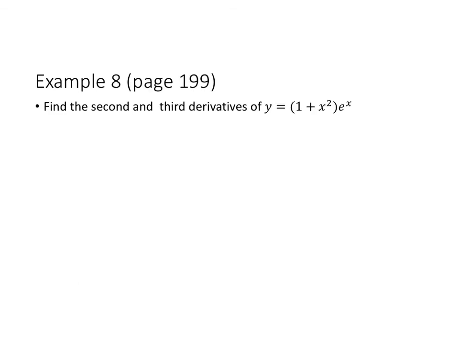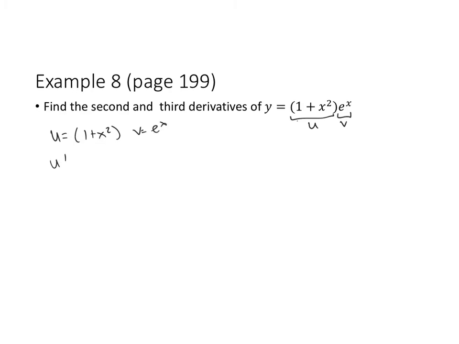Example 8 on page 199 asks me to find the second and the third derivative of this function, 1 plus x squared times e to the x. So here I have a u and a v, and it's going to be a product rule because it's 2 functions being multiplied together.